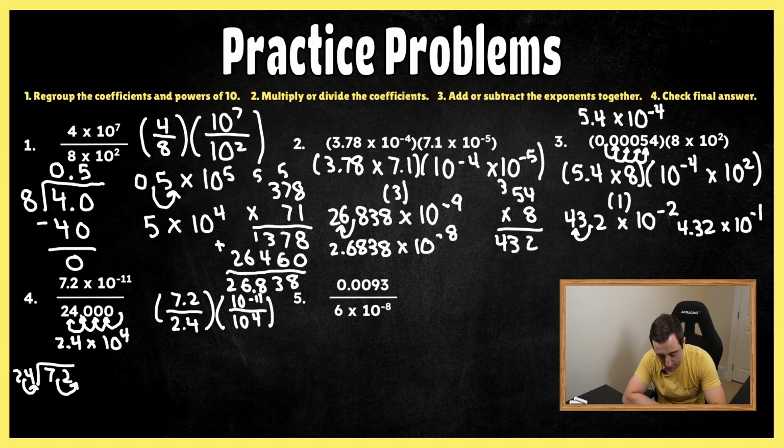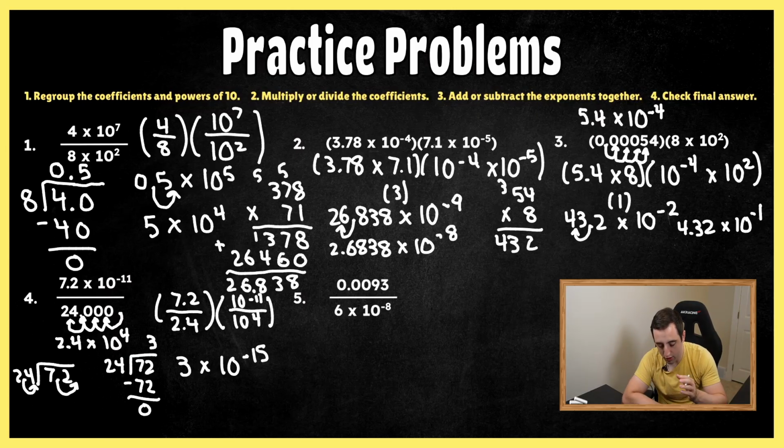So now we're going to have 72 divided by 24. 24 doesn't fit into 7 at all, but it does fit into 72 3 times perfectly. So we subtract 72, we get a remainder of 0, and this is going to be 3 times. We are dividing like bases, so we subtract our exponents. So this will be 10 to the negative 15th. Our coefficient is in that range, so we're done with number 4.